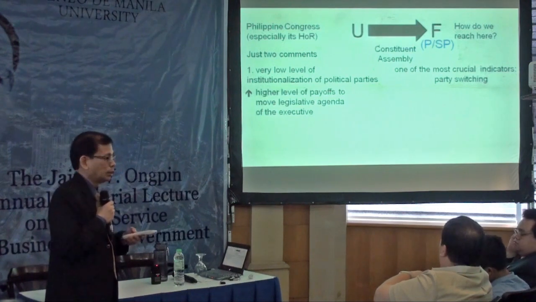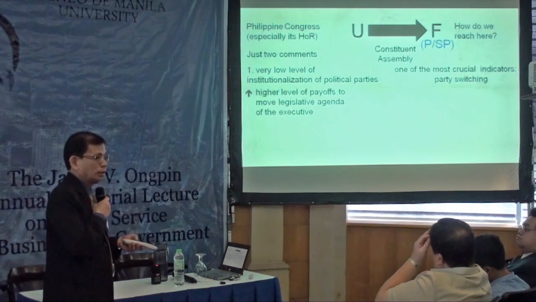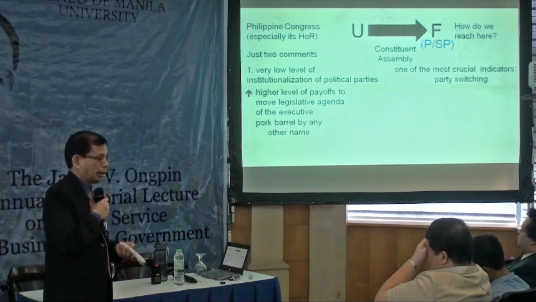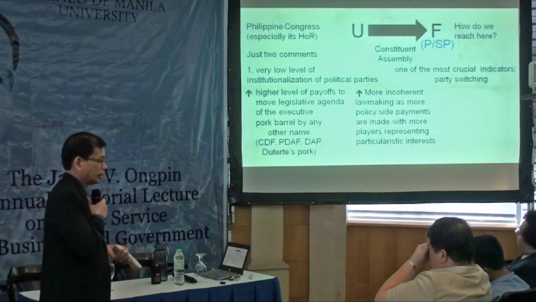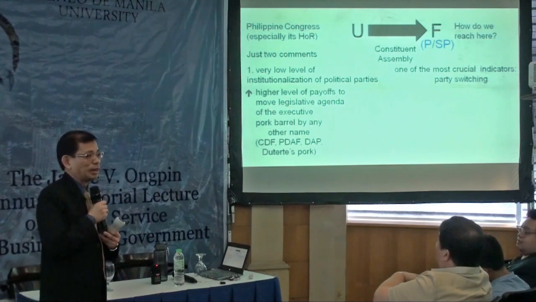It's well known in the literature what the effects would be: a higher level of chaos in moving the legislative agenda of the executive, which means a fourth barrel by any other name. This would be the CDF, PDAF, DAP, and now Duterte's fourth. There's still no name for the 80 million pesos.